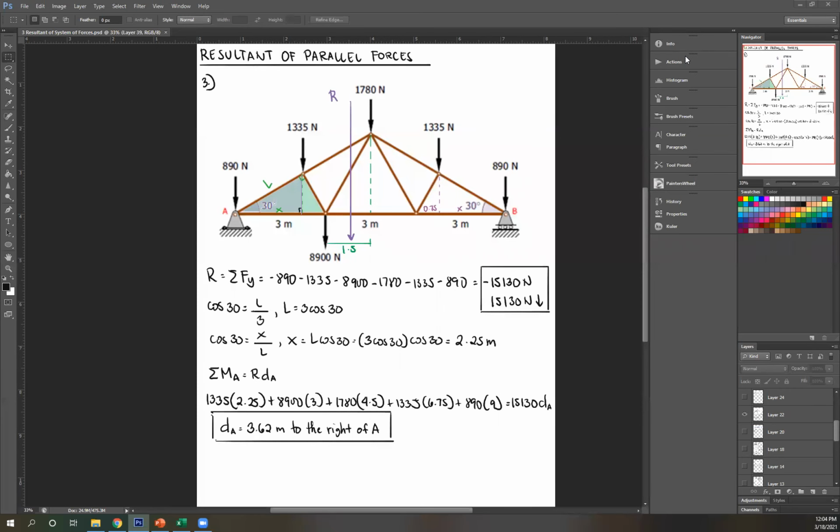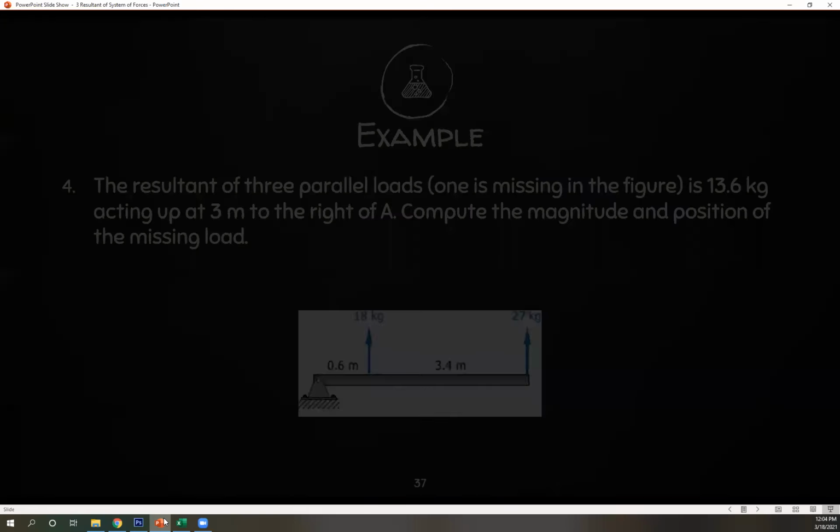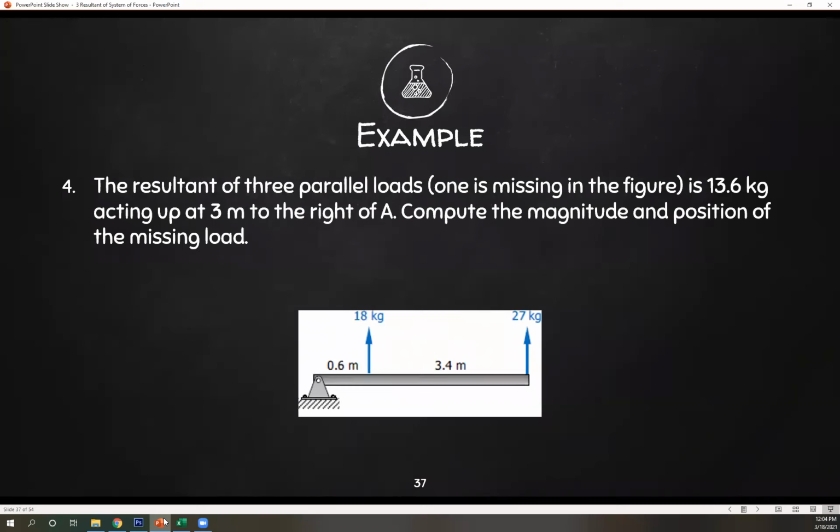So you're just done with your quiz number 1. Now we're going to continue with our lecture, and this will be in your modular exam 1, which will be next meeting. Last lecture meeting, we answered up to number 3 for resultant of parallel forces. Now let's move on to number 4. Prepare your calculators so we can solve this quickly.